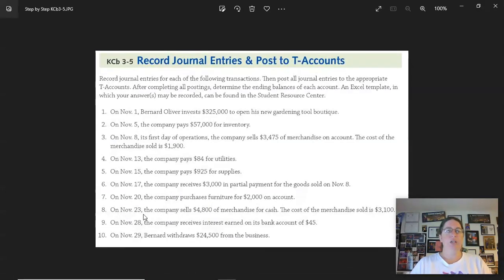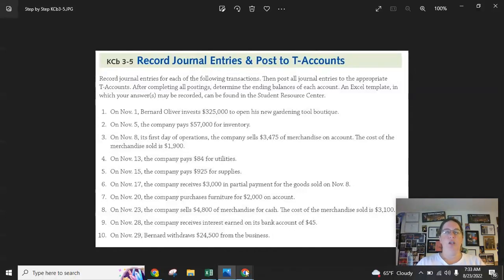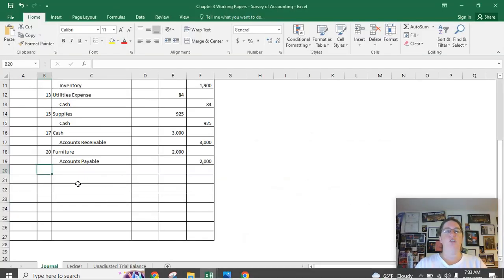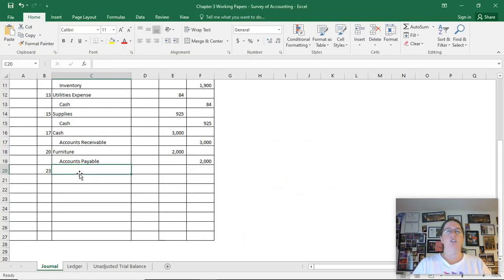The next one, on November 23rd, the company sells $4,800 of merchandise for cash. The cost of the merchandise sold is $3,100. So we're selling merchandise for cash, and we do have a cost of goods sold. So again, two-sided entry. The date is the 23rd. We're receiving cash of $4,800. And it was from sales, so we have sales revenue of $4,800. I'm going to indent that credit there.